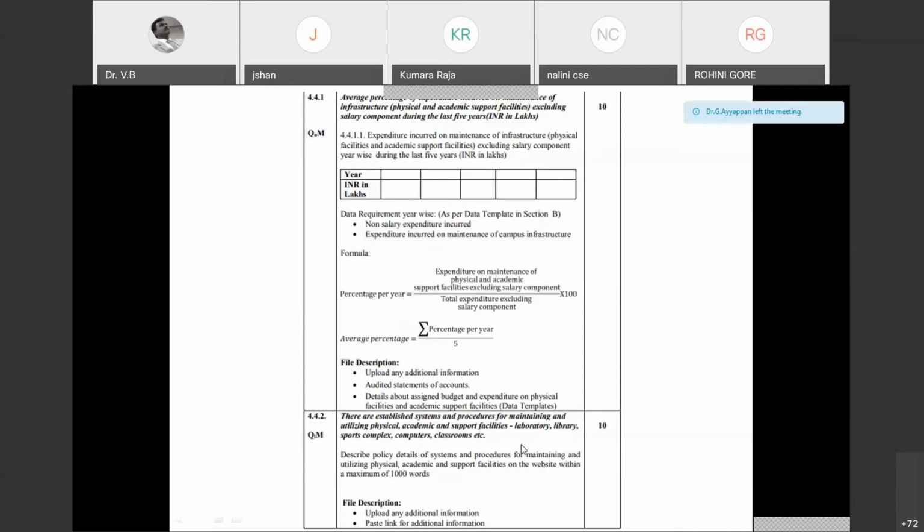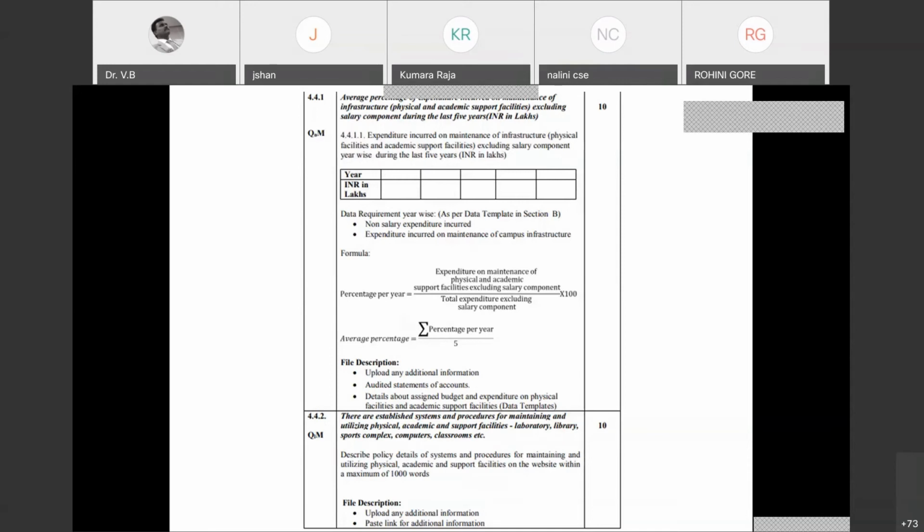And next one is a qualitative answer, in which case they ask whether there are established systems and procedures for maintaining and utilizing the physical facilities, that is laboratory usage. As the student enters the laboratory, are they swiping their ID cards for barcoded entry, or do you maintain any separate attendance? In case it's a regular course activity, then the timetable should clearly specify whether the students are there.